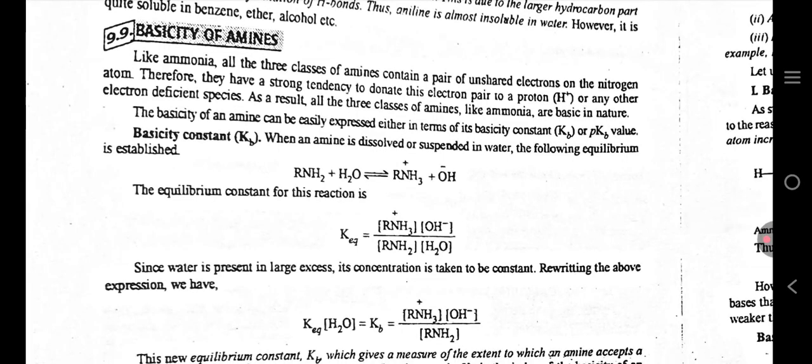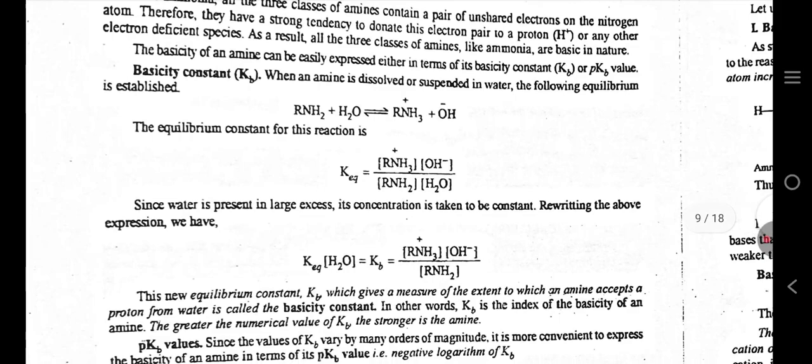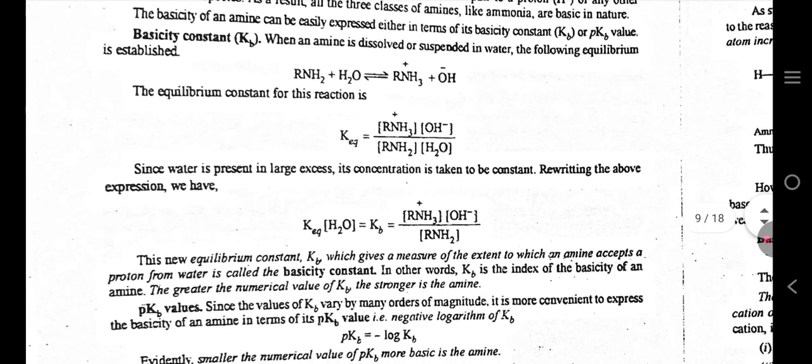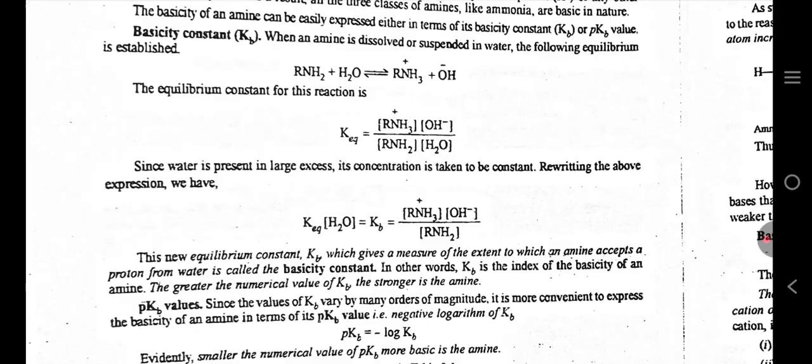Basicity. Basicity of amines. Like ammonia, all the three classes of amines contain a pair of unshared electrons on the nitrogen atom. Therefore, they have a strong tendency to donate this electron pair to a proton or any other electron deficient species. As a result, all the three classes of amines, like ammonia, are basic in nature. The basicity of an amine can be easily expressed in terms of its basicity constant value.